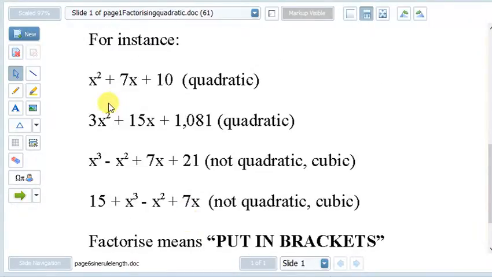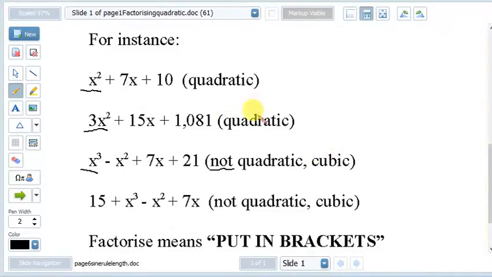For instance, x squared plus 7x plus 10. Now that's a quadratic because the highest power of x is x squared, which is this term here. Next one, 3x squared plus 15x plus 1081. Again, that's another quadratic because the highest power of x is x squared. It's this term here. Next one, x cubed minus x squared plus 7x plus 21. Now that is not quadratic because the highest power of x is x cubed, and we call that a cubic.